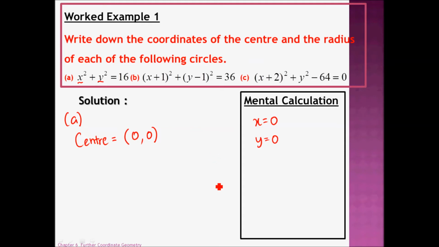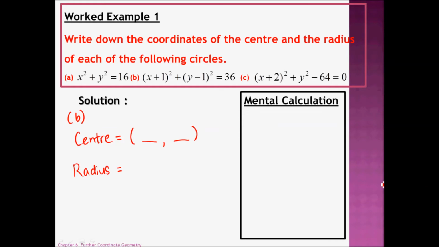Next, to get the radius, I focus on the constant on the right-hand side of the equation, in this case 16. To get the radius, I need to show the working. I take the square root of 16, which equals 4 units. Hence, I have answered for circle A.